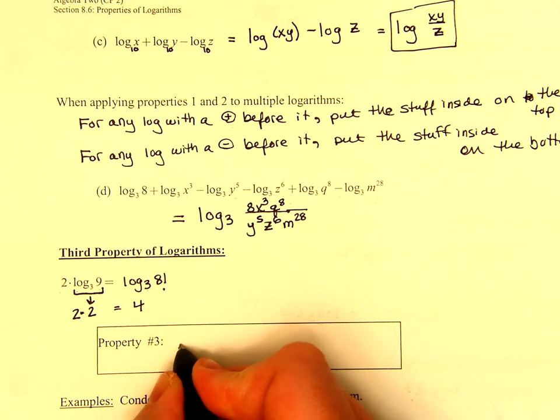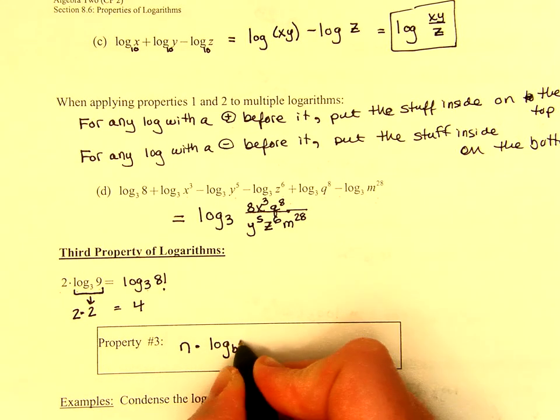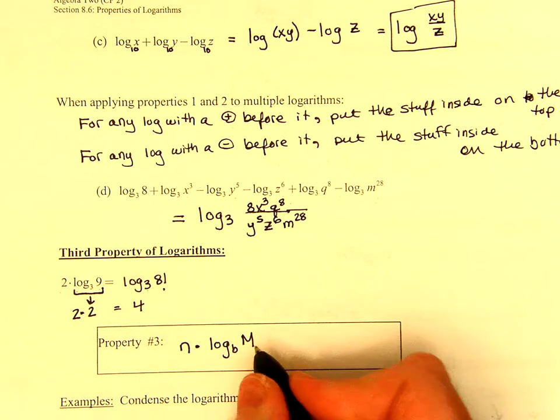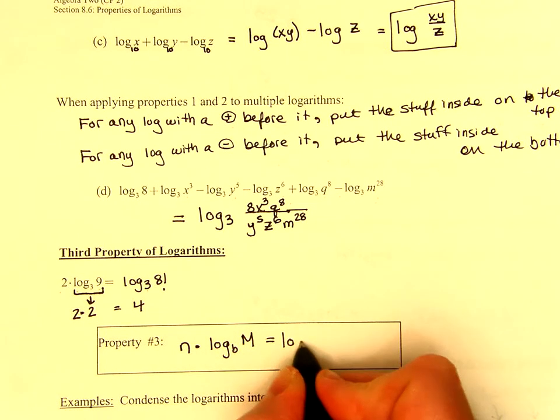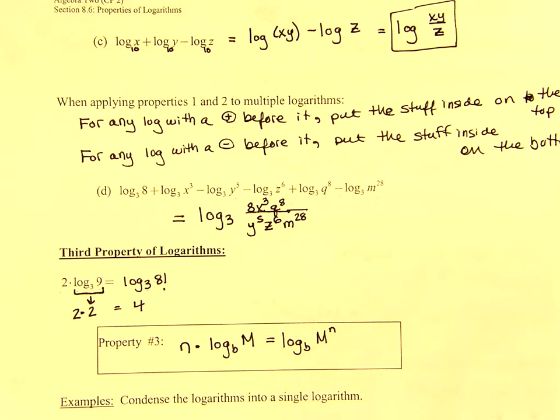If I want to do some number, n, times log base b of m, any number out front can become a power inside our logarithm. This is going to equal log base b of m raised to the n. If we're multiplying a logarithm by some number, that number will become a power inside our logarithm.